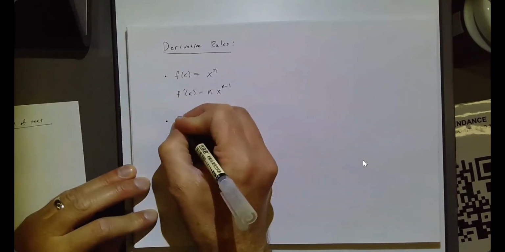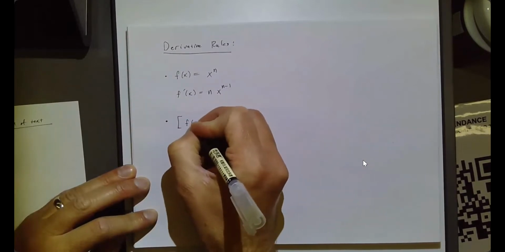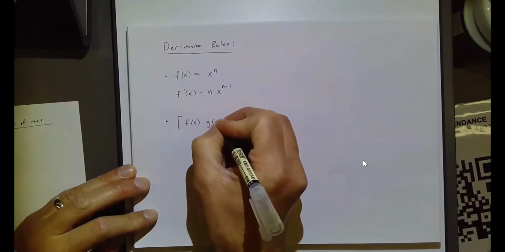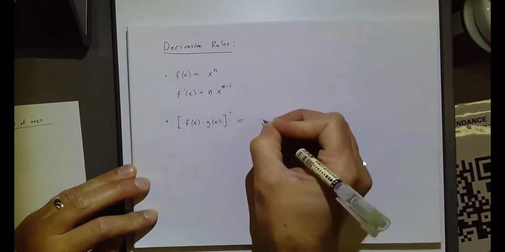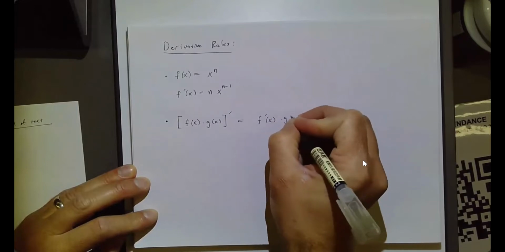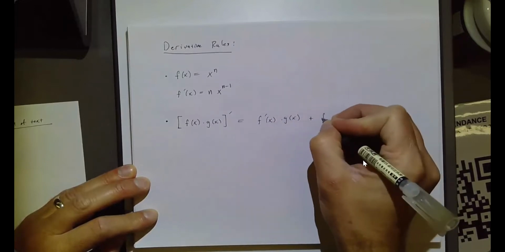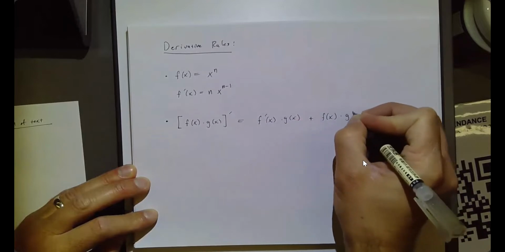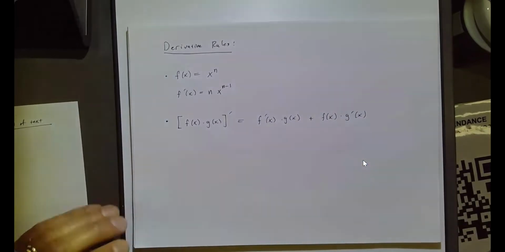We also have the product rule. If you're taking the derivative of a product, I always think of it as the derivative of the first thing times the second thing plus the first thing times the derivative of the second thing. And this actually is true for a product of any number of things. So if you have a product of 3 things, it's always the derivative of one piece times the rest of the pieces.